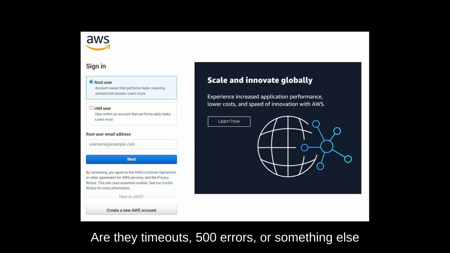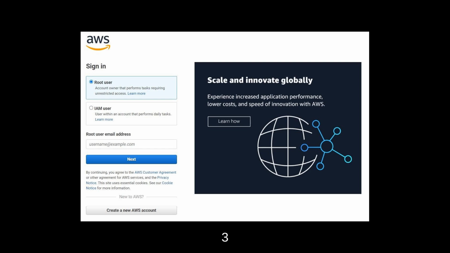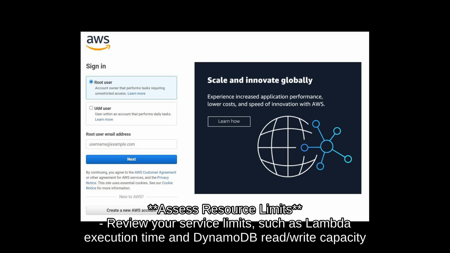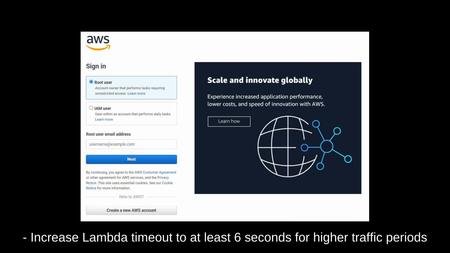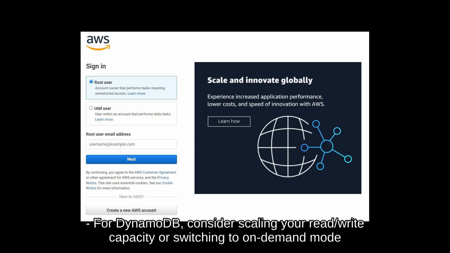3. Assess resource limits. Review your service limits, such as Lambda execution time and DynamoDB read/write capacity. Increase Lambda timeout to at least 6 seconds for higher traffic periods. For DynamoDB, consider scaling your read/write capacity or switching to on-demand mode.